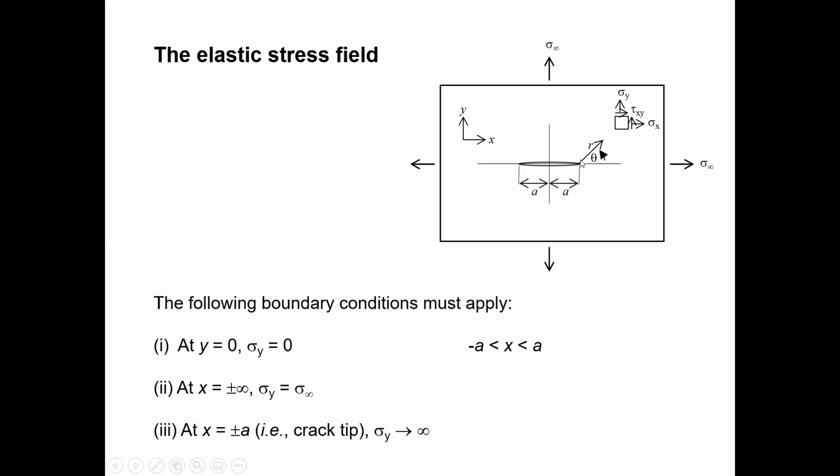Sigma y is infinite here. I think sigma x, so it should be sigma x. Sigma x should be infinite because we are going to apply sigma infinity here. It cannot be changed here as well. So sigma y is infinite somewhere here. Around the crack tip there is infinite stress. Are we clear? Yes. So those are some of the boundary conditions.